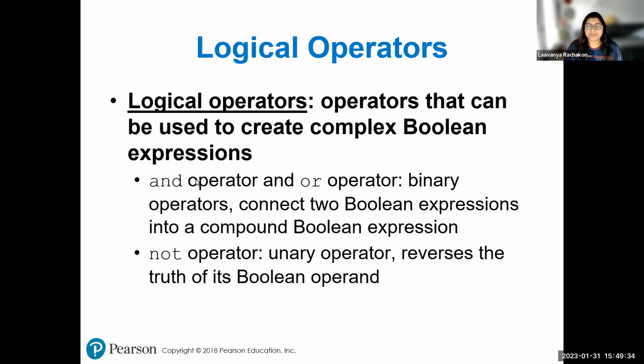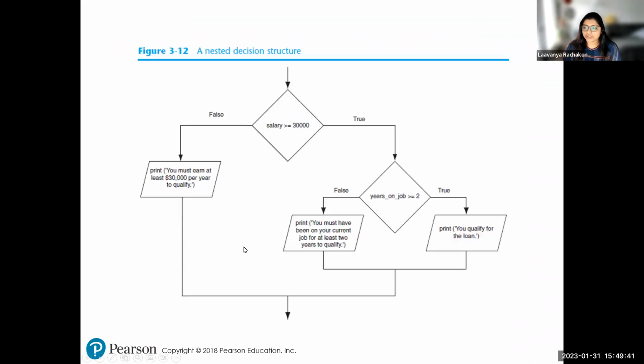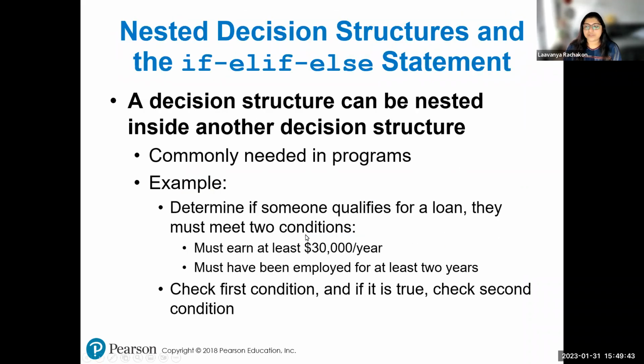So let's say you have the two conditions from the previous slides. You are checking if the person is qualified for the loan based upon these two conditions, right? The person must earn at least 30,000 and must be employed for at least 2 years. As these two conditions are mandatory to be qualified for a loan, you can use the and operator and have just one if statement instead of using if-else.